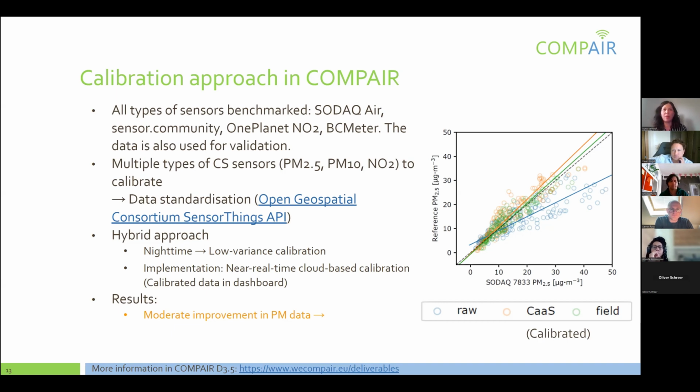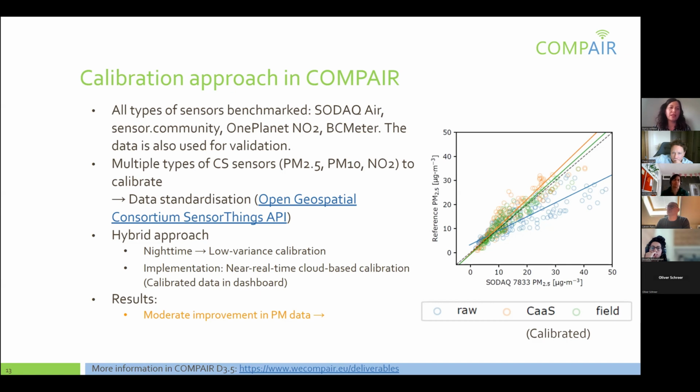And we use a hybrid approach in COMPARE for calibration. So I mentioned nighttime calibration before. We use something similar, but our sensors were stored indoors during the nighttime, so we changed it to a low variance type of calibration. There's more information that you can see in the deliverables, also in the link that I show here below. And we implemented the calibration approach as a near real-time cloud-based calibration. So basically the raw data was ingested and in the cloud, there was a calibration model running, which was a multilinear calibration. And there was a moving window where a certain amount of data was calibrated in near real time and made available to the dashboards in COMPARE.